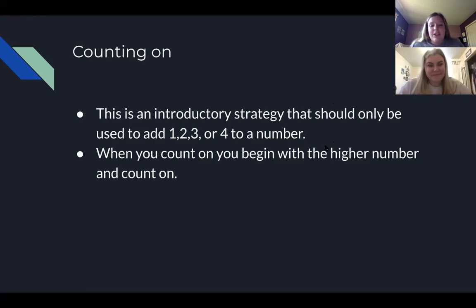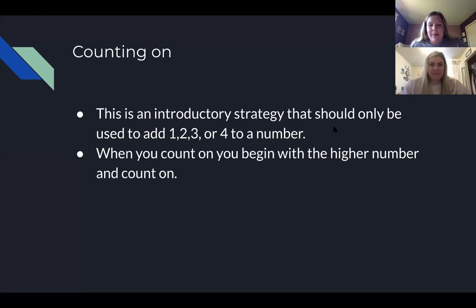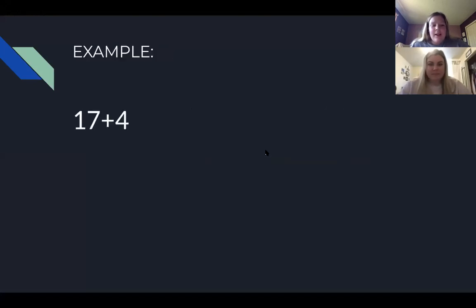Counting on is a strategy that's introduced early on in your math career. It's used to add on numbers like 1, 2, 3, or 4 to a number. So counting on is when students take the larger of two addends and count on with the other addend to get the answer or sum. So let's do a little example together. Let's say the problem is 17 plus 4.